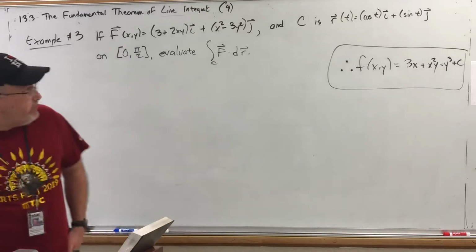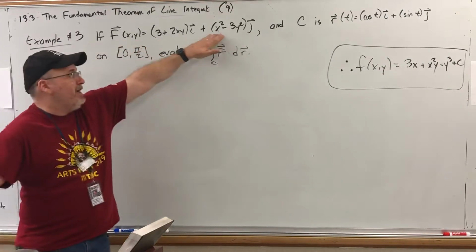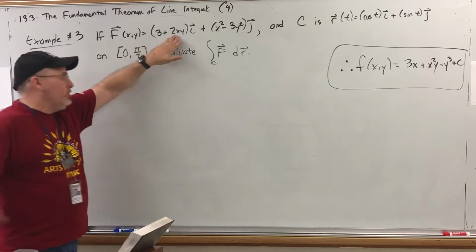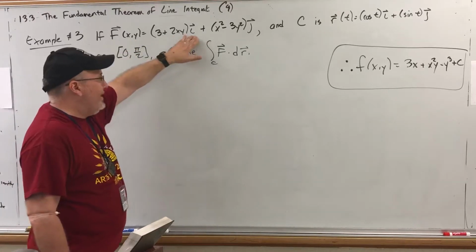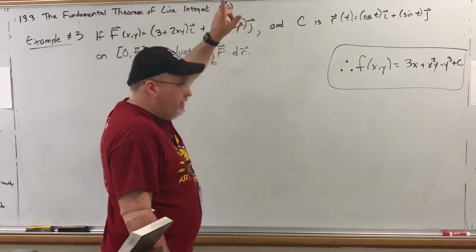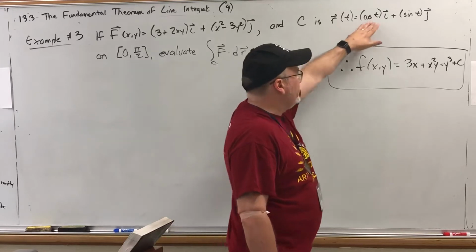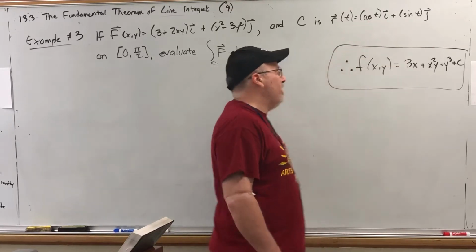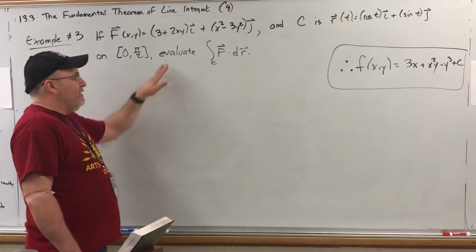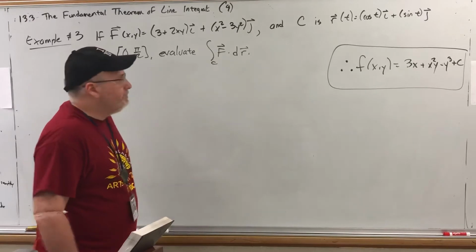So this is a continuation of example 3. You'll notice this is the same vector field that I had before. If vector function F of x,y equals (3 + 2xy) i + (x squared - 3y squared) j, and C is the curve defined by r of t equals cosine t i + sine t j on the interval 0 to 2 pi, let's evaluate the line integral over the curve C of F dot dr.